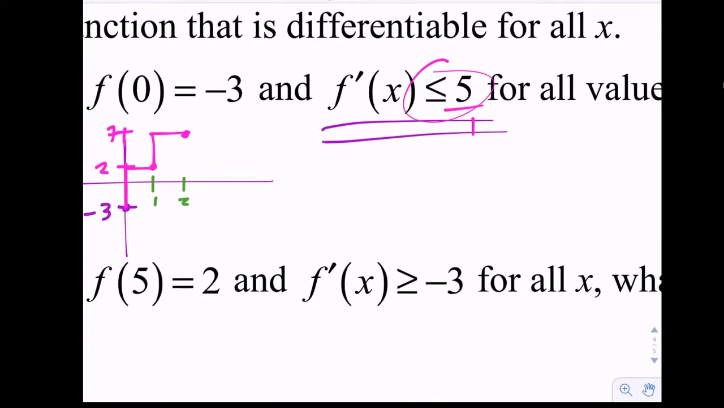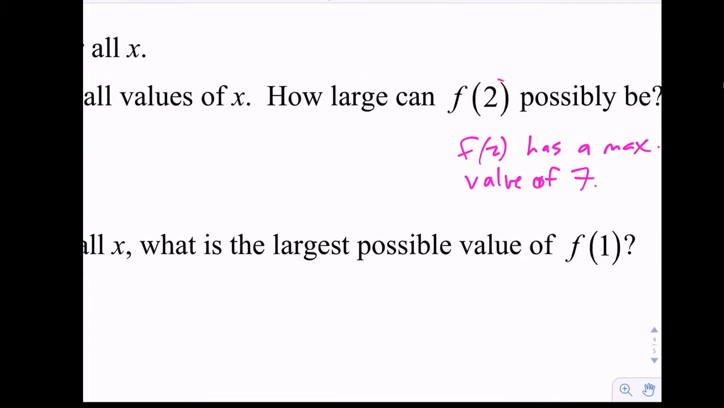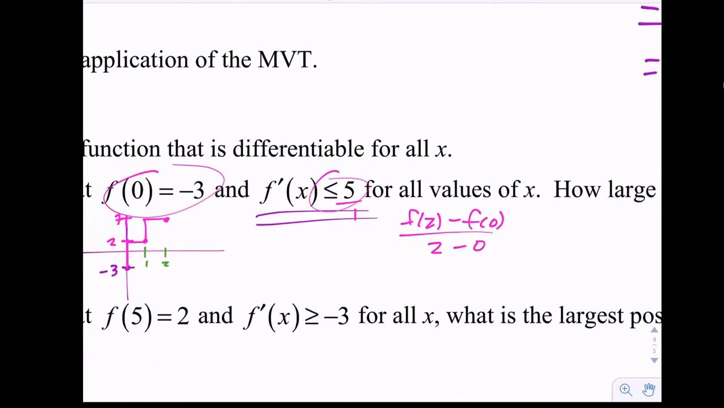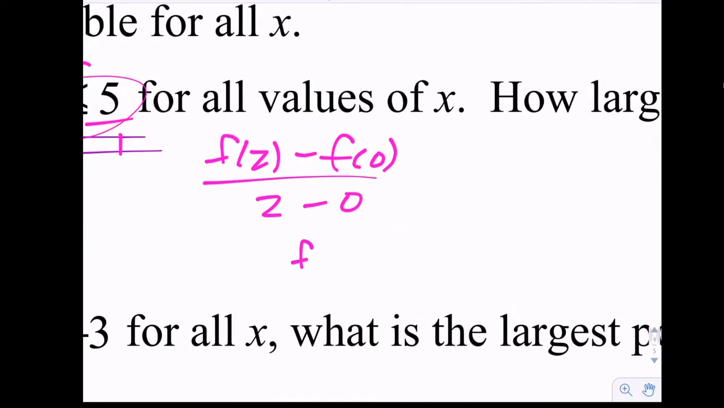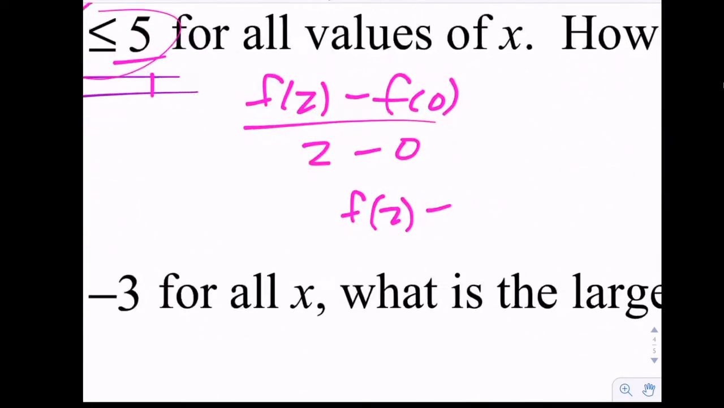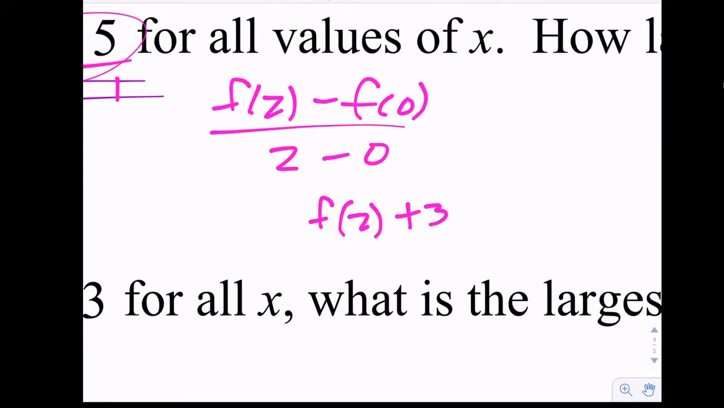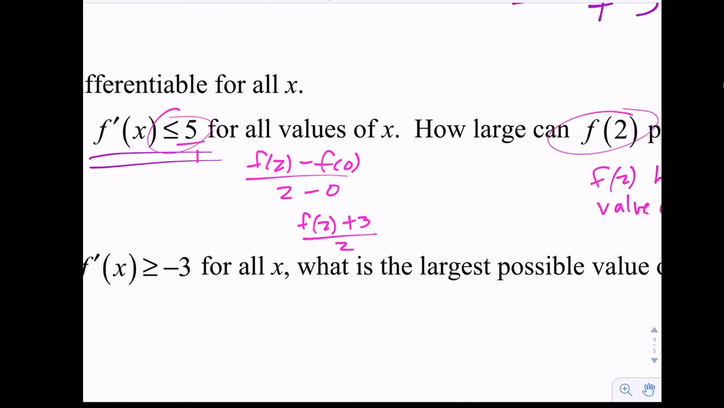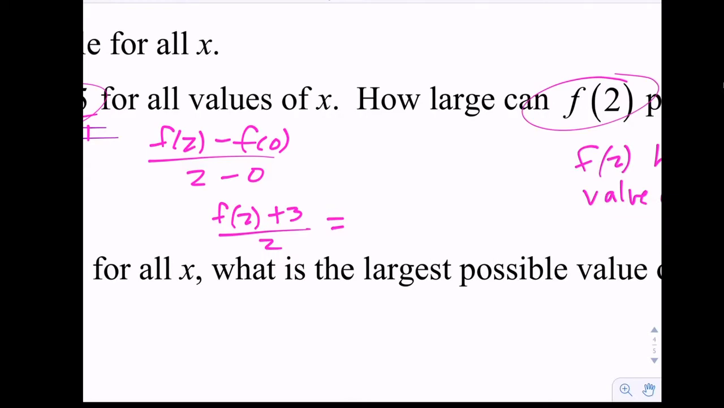Good question. Well, we have 2 points. We could actually set it up as f of 2 minus f of 0 all over 2 minus 0. And we can plug in what we know. We're trying to find f of 2, so f of 2 stays there. Do we know what f of 0 is? It's -3. So when we subtract -3, we really get +3, right? All over 2. Now, because it's differentiable everywhere, we know that that has to equal the derivative somewhere. Yes?